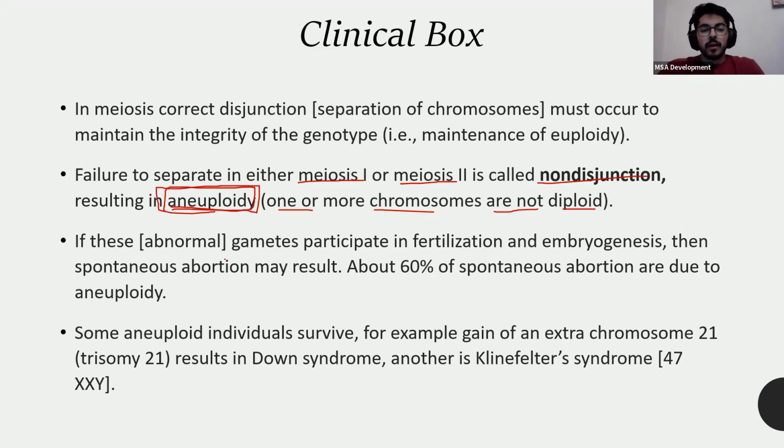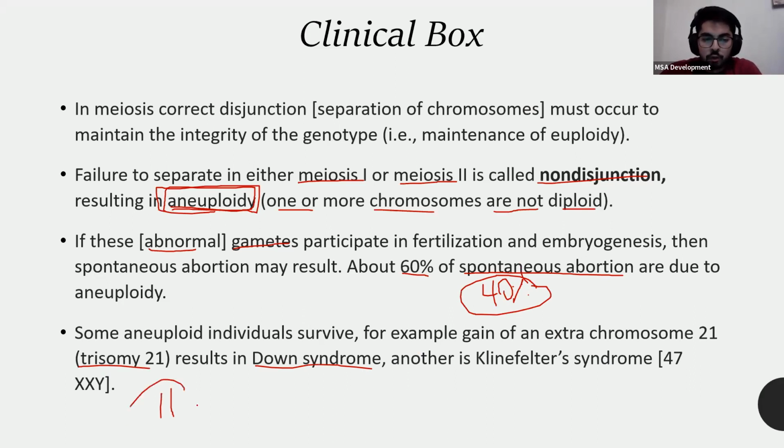These abnormal daughter cells, if they happen to get fertilized, in 60% of cases, are going to produce spontaneous abortion. So pregnancy is not going to happen in the first place. However, in the remaining 40% of cases, they're going to produce some syndromes, like the famous Down syndrome, where you have a trisomy 21. Trisomy 21 basically means that instead of having 2 chromosomes at chromosome 21, you have 3, an extra copy of this. So this is trisomy 21 or Down syndrome, or such as Klinefelter syndrome.